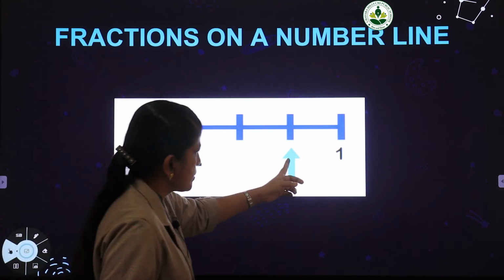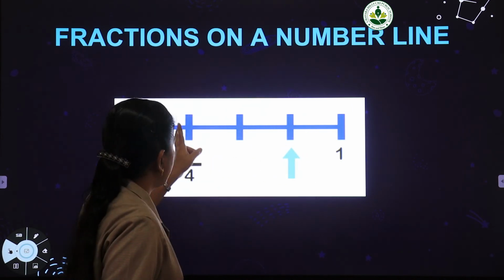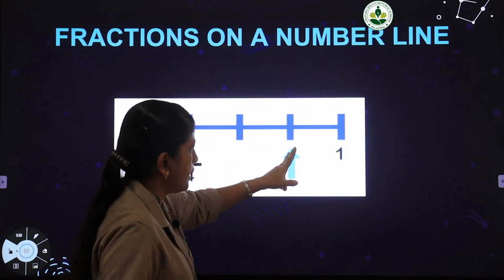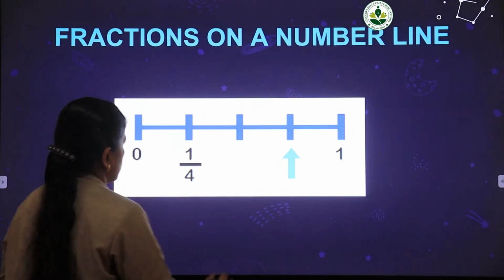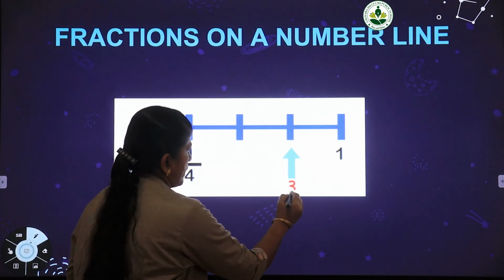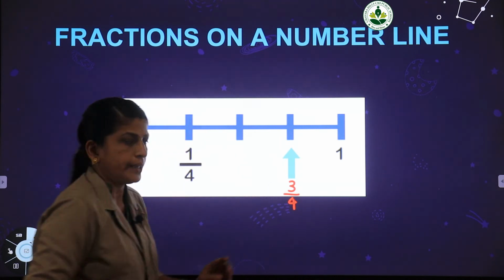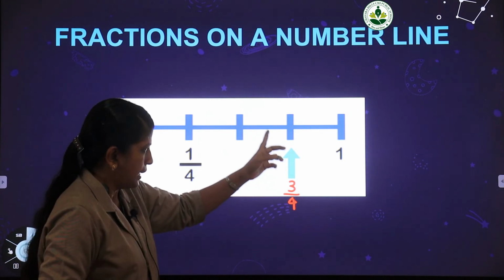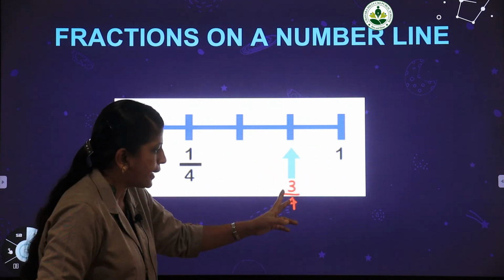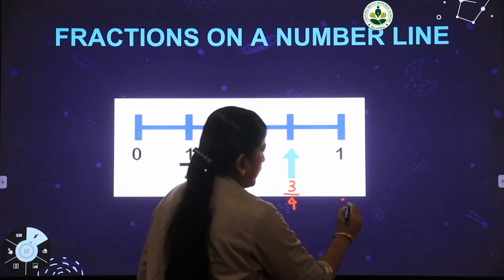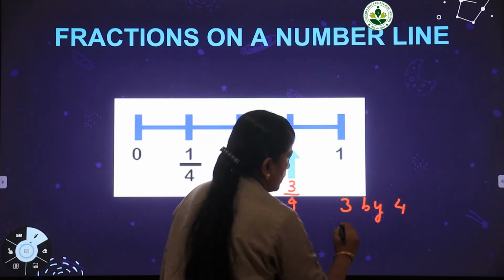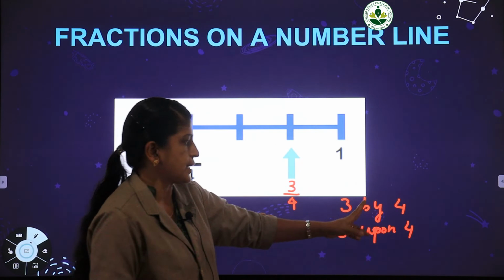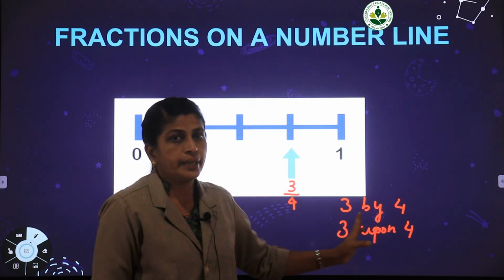Then can you say what is the fraction of this one? How many parts are there? This is the first portion, second portion, third portion. Therefore, this represents 3 parts out of 4. That means the fraction is 3 by 4, because 1, 2, 3 parts are there out of 4 parts. How do you read this fraction? 3 by 4 or 3 upon 4. We can read the fraction in 2 different ways, and you can read it either way.